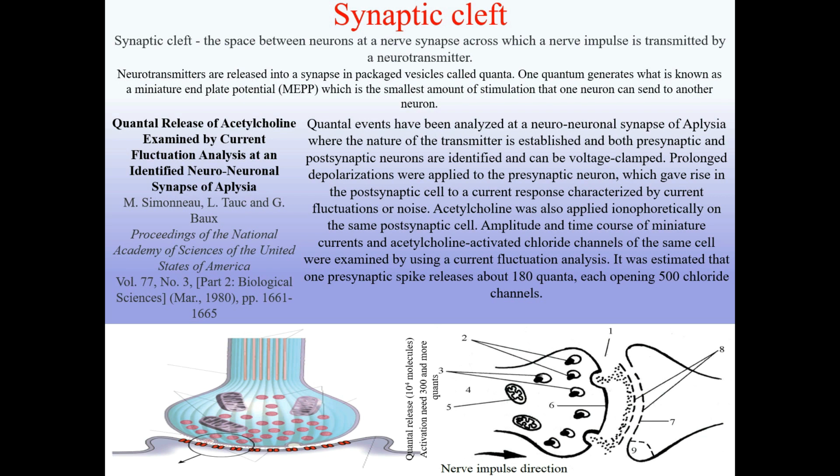Next one is synaptic cleft. Synaptic cleft is the space between neurons at a nerve synapse across which a nerve impulse is transmitted by a neurotransmitter. Neurotransmitters are released into a synapse in packaged vesicles called quanta. One quantum generates what is known as a miniature end plate potential, MEPP, which is the smallest amount of stimulation that one neuron can send to another neuron. And in here you can see the literature link of an article of M. Simonu, L. Tauch, and GBU about quantal release of acetylcholine and its analysis.